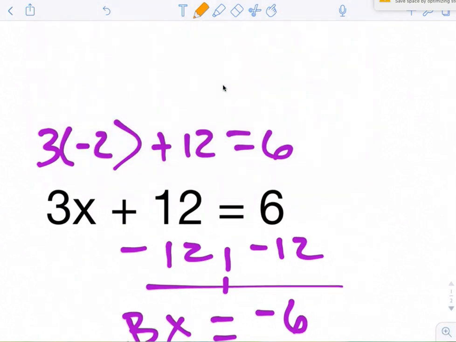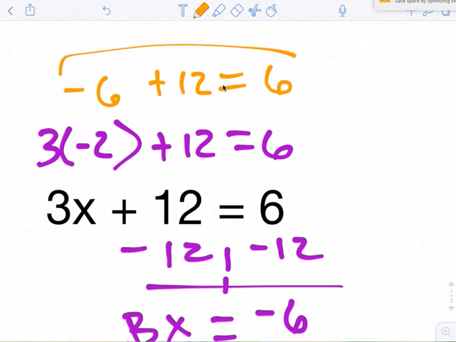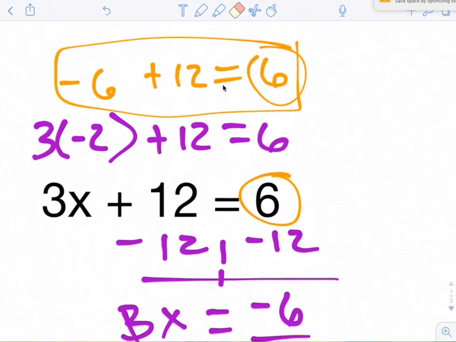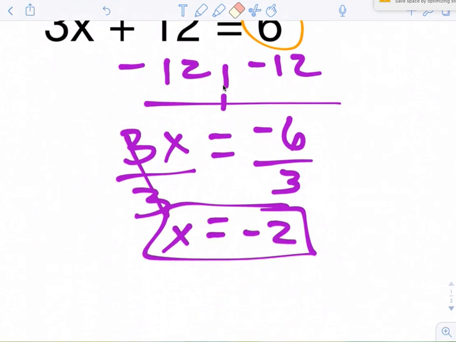So 3 times negative 2 is negative 6 plus 12. So what is 12? Or it's negative 6 plus 12. Or if you turned it around and did 12 minus 6, it would equal 6. So we are correct. This seems to work because we have the same answer right here and here. So we are correct that x equals -2.